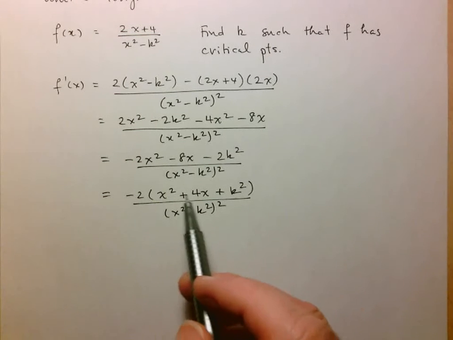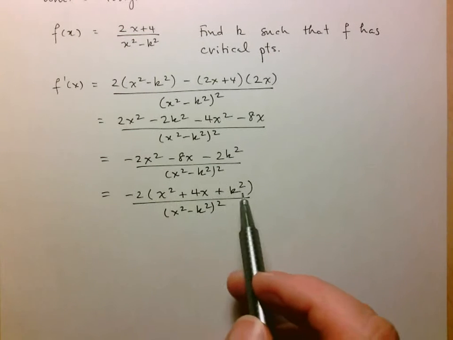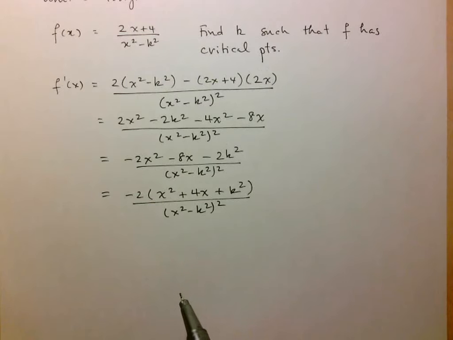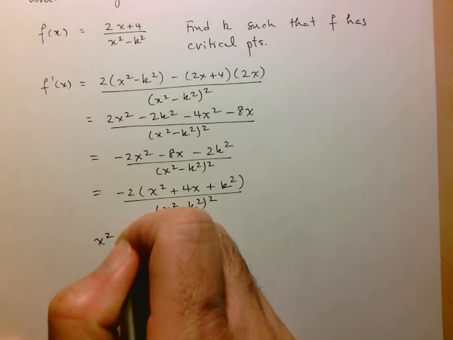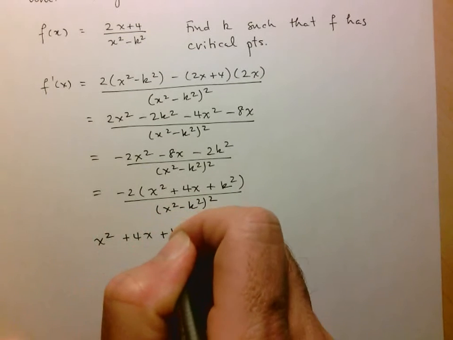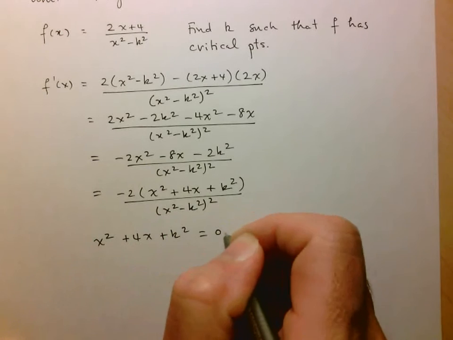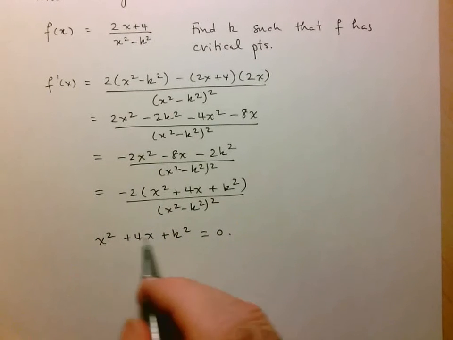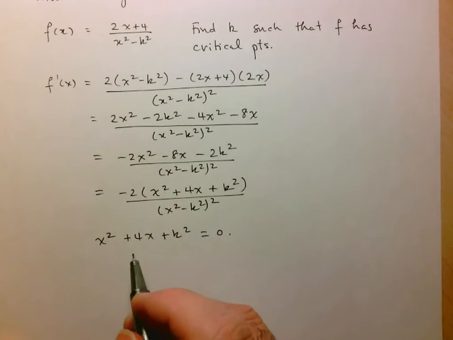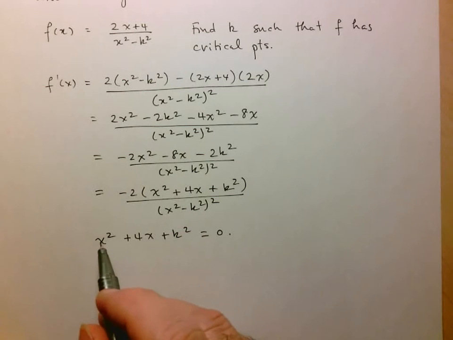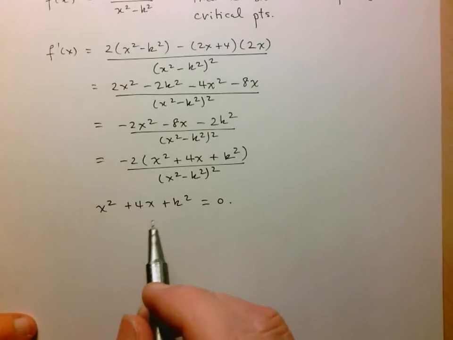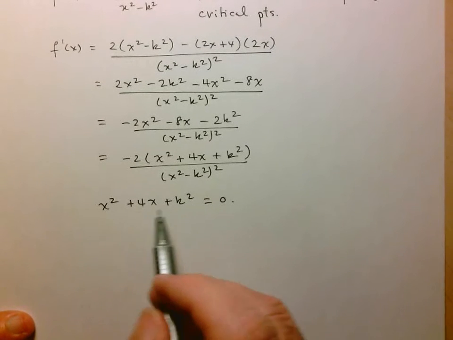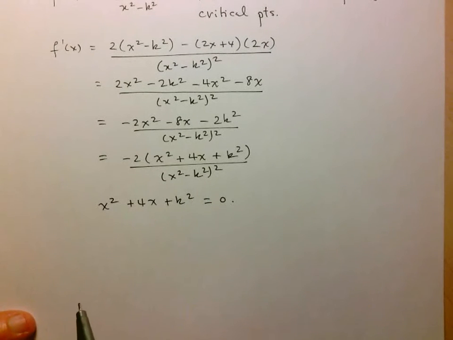In other words, what makes this expression up top equal to 0. So we need x squared plus 4x plus k squared to be equal to 0, or we need this equation to have solutions. But given that this is a quadratic equation, it does not always have solutions. So we need to find what k values will allow this equation to have solutions.